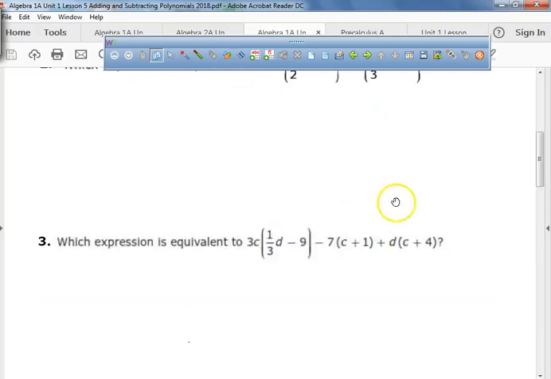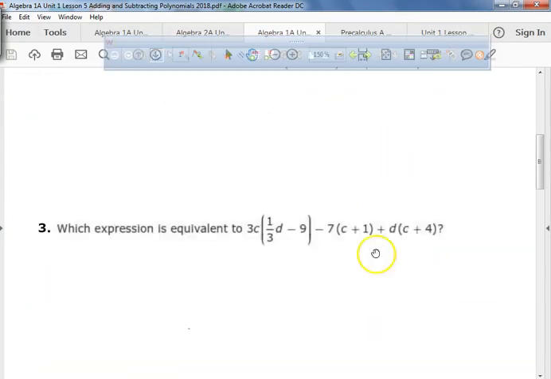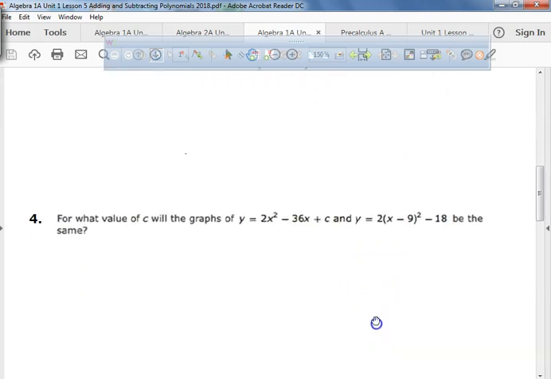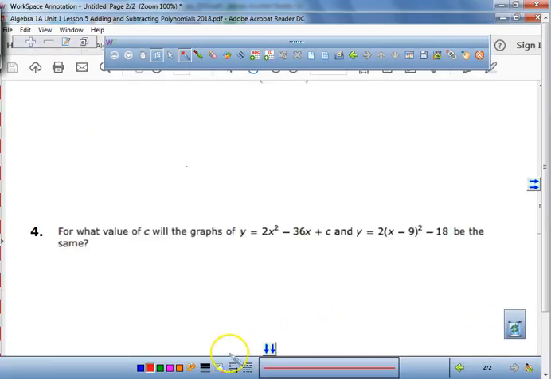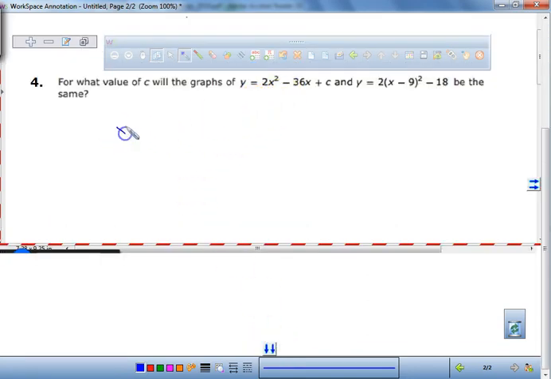We are going to be continuing with adding and subtracting polynomials when we have to use the distributive property. Watch. What I would like you to do, right here it says y equals 2x squared minus 36x plus this value called c. And over on the right-hand side, we have y equals 2 parentheses x minus 9 squared minus 18.